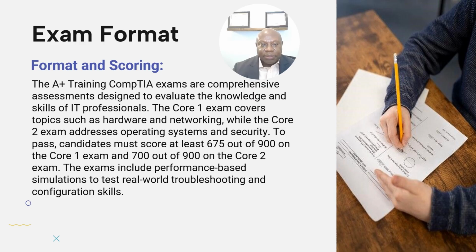So, the exam format and the scoring piece. The CompTIA A+ exam is a comprehensive assessment designed to evaluate the knowledge and skills of you, the IT professional. Core 1 covers topics, as I said before, like hardware and networking, while the second piece, Core 2, addresses operating systems and security. Now, to pass, you must score at least 675 out of 900 on the Core 1 exam and 700 out of 900 on the Core 2 exam.